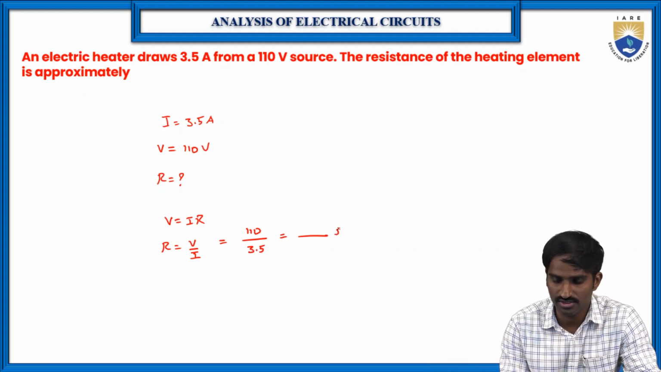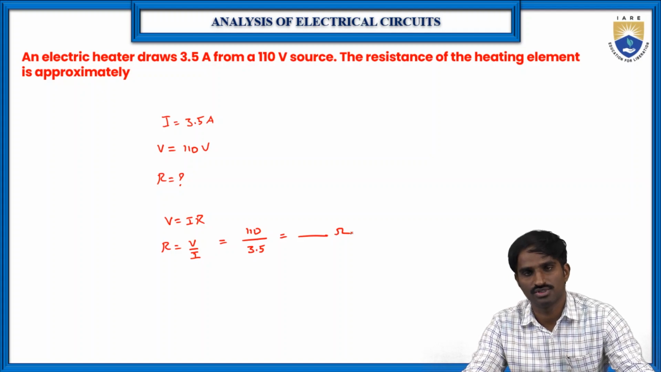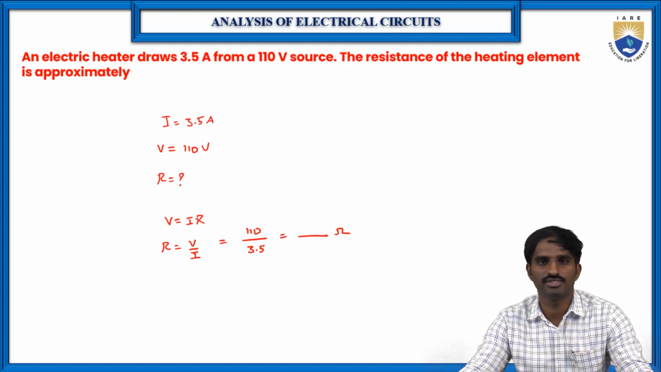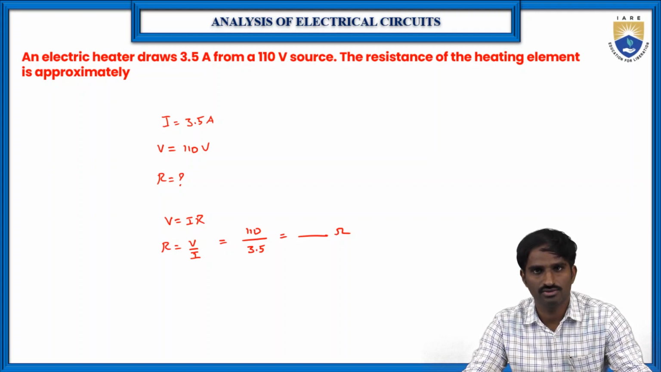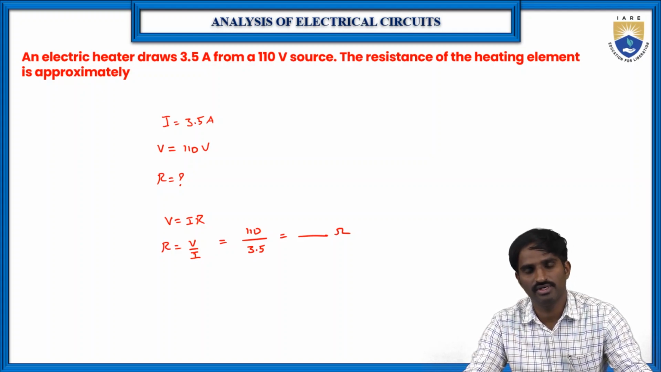So R, the resistance, is in ohms, right? The resistance unit is ohms. So this way we can find it, because it is a simple basic law. We know voltage and current, so we can find the resistance by using Ohm's law. As we know, Ohm's law says the potential difference between two points is directly proportional to the current flowing through an element or conductor at constant temperature, right? So in this way we can find the approximate resistance for the given heater when it is drawing 3.5 amperes from the 110 volt supply.